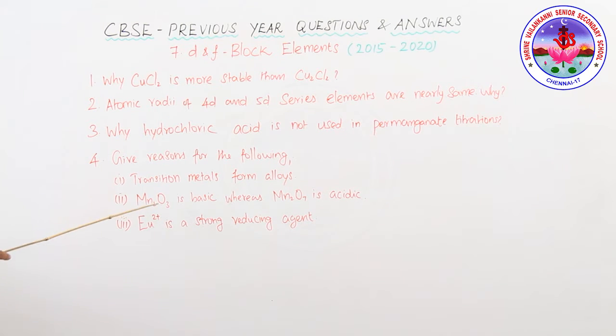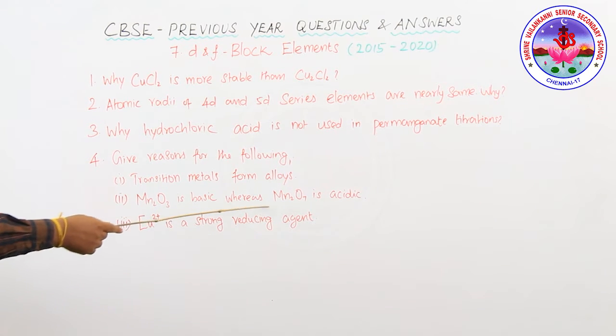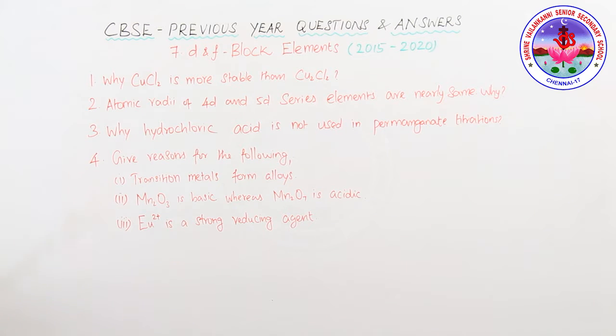Then Mn2O3 is basic, whereas Mn2O7 is acidic. Both are metal oxides, but one is basic in nature and the other is acidic in nature. Why? Here in Mn2O3, the manganese has the +3 oxidation state, so it forms Mn(OH)3, that is manganese hydroxide.